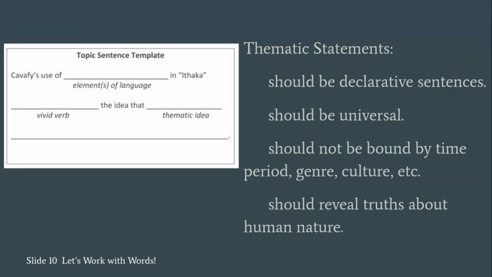Remember that thematic statements should be declarative sentences. They should be universal, not just for this particular poem. They should not be bound by time period, genre, culture, and other things. And thematic statements should reveal truths about human nature. You might want to use verbs in that vivid verb line, such as communicate, illuminate, disclose, express, reveal, illustrate, or exemplify. I'm going to give you about 15 minutes to complete this activity.